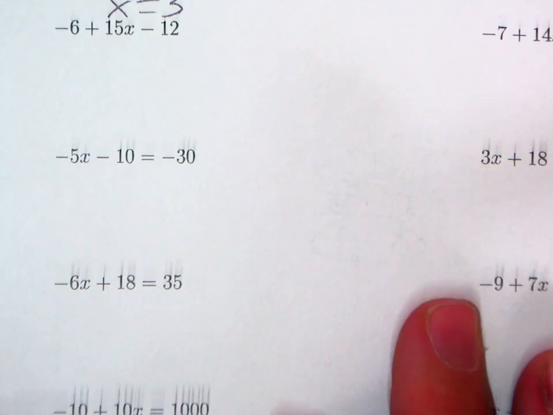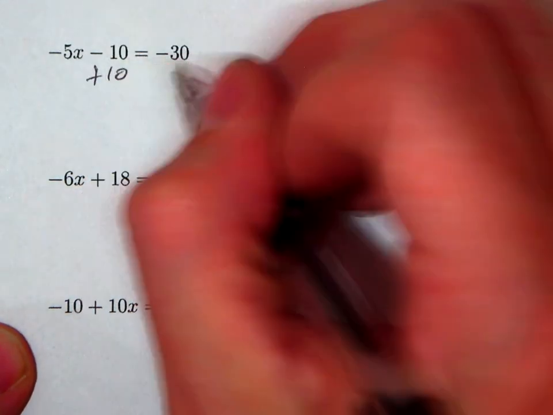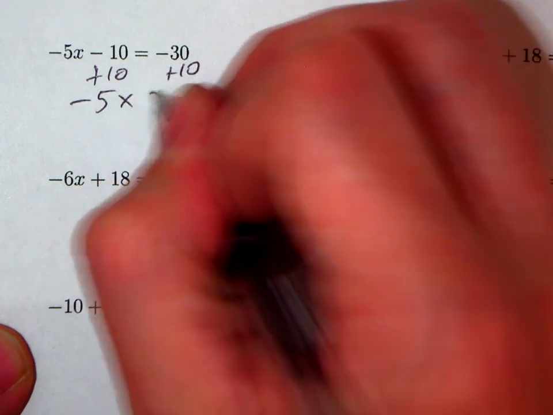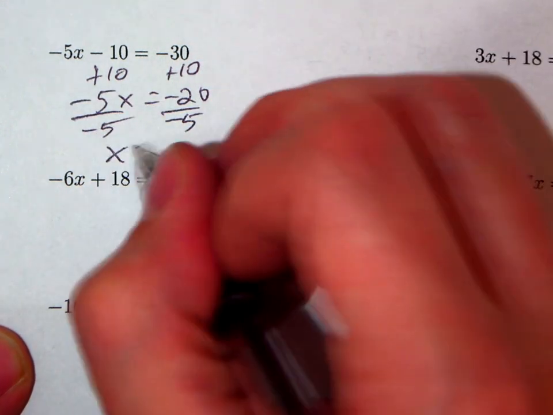Let's go down to negative 5x minus 10 is equal to negative 30. We'll add 10 to both sides. We have negative 5x is equal to negative 20. When we divide by a negative 5, we get x equals 4.